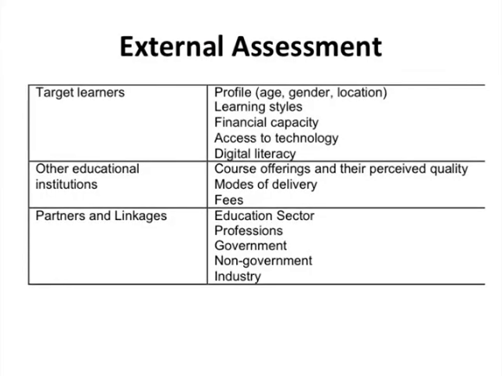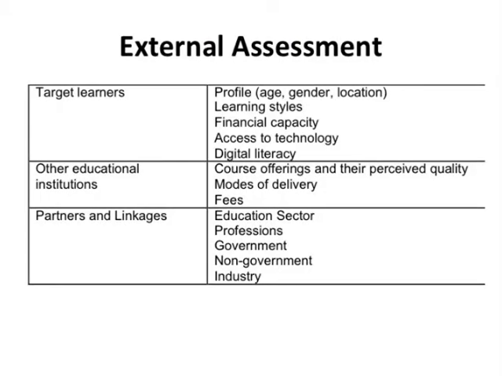Who are our target learners? What is their profile? What's their age, gender, location? Where are they located? What are the preferred learning styles? Do they have the financial capacity to take our courses? If not, are we able to secure scholarships for them? Do they have access to technology? Things like those. And of course, digital literacy. Are they prepared for DE? It was mentioned yesterday, in our plenary, that we also need to consider the readiness of our target learner for DE, for distance education or technology-based learning.